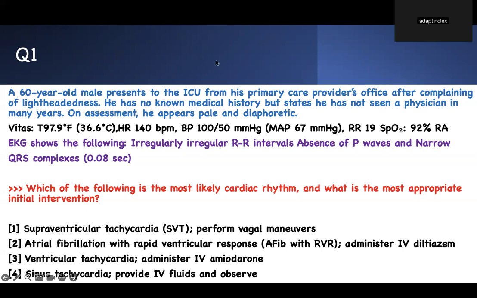Think about it as if somebody is giving you a report and you just write the key aspects of the question. Which of the following is the most likely cardiac rhythm, and what is the most appropriate initial intervention? Two questions in one. Make a diagnosis and treat it. Okay, what is the problem? A 60-year-old male presents to the ICU from his primary care provider's office after complaining about what?